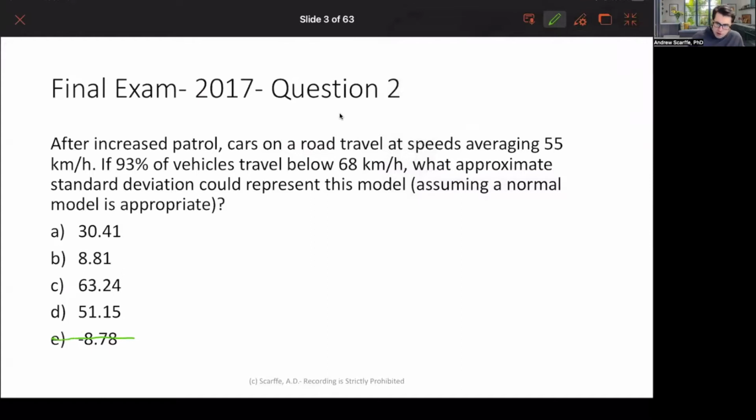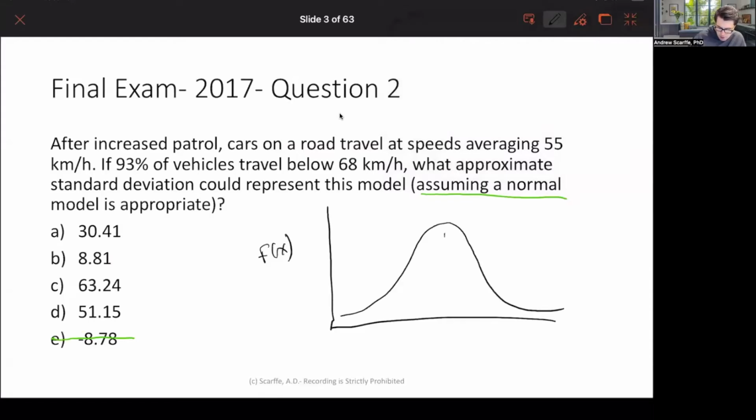So, importantly, our question tells us the following: assuming a normal model is appropriate. So, let's go ahead and just draw our normal distribution. We have our function of x along our y-axis, and we have something that looks approximately normal. A standard normal curve is centered around 0, but we don't have to have a standard normal curve. So in this case, let's center it around our mean, or our x bar, which in this case is equal to 55 kilometers per hour.